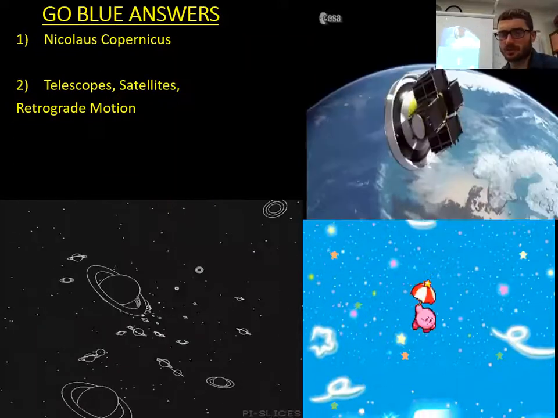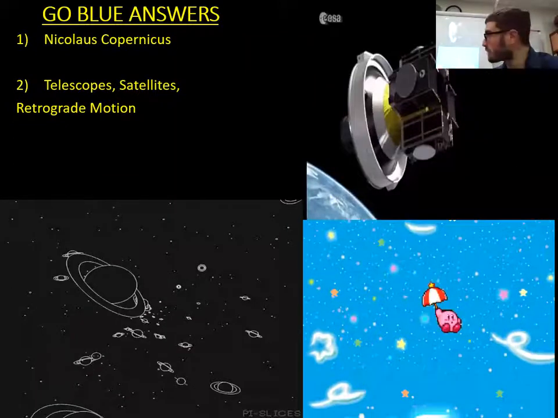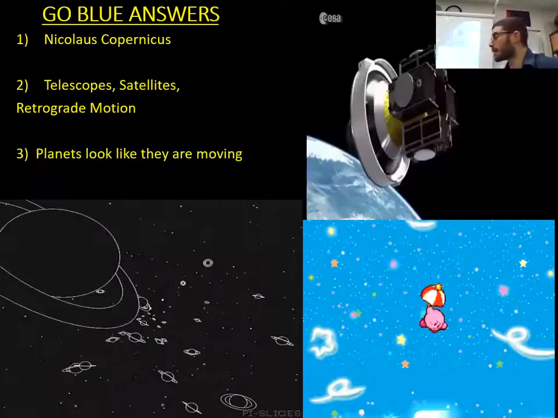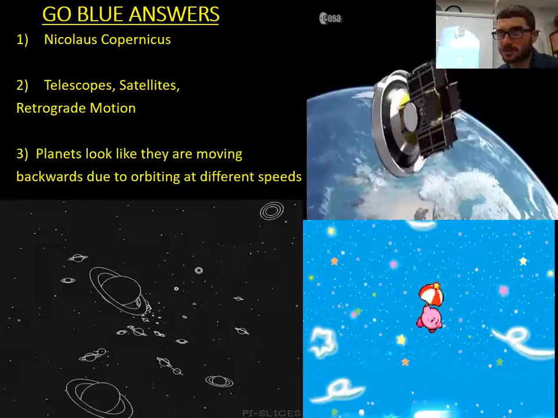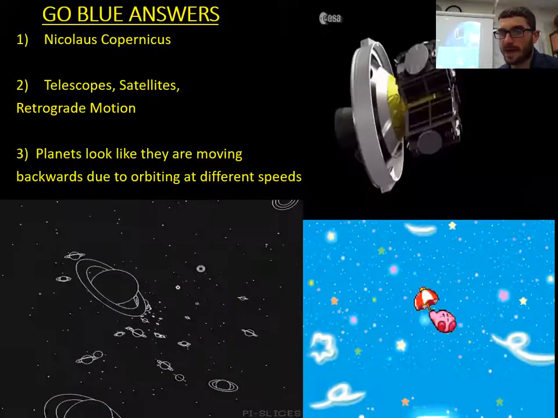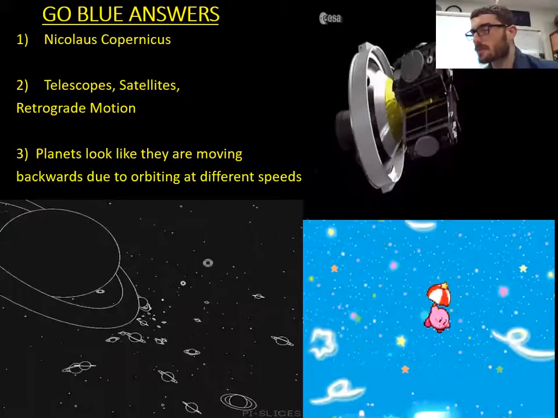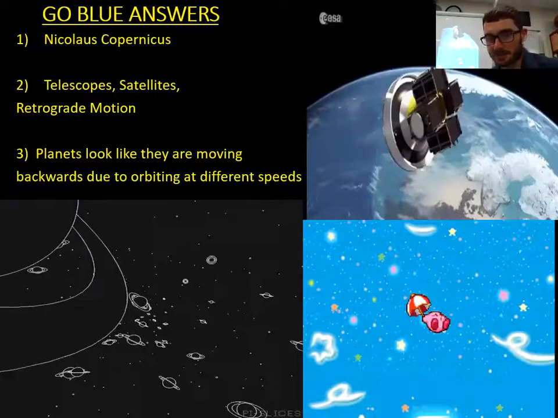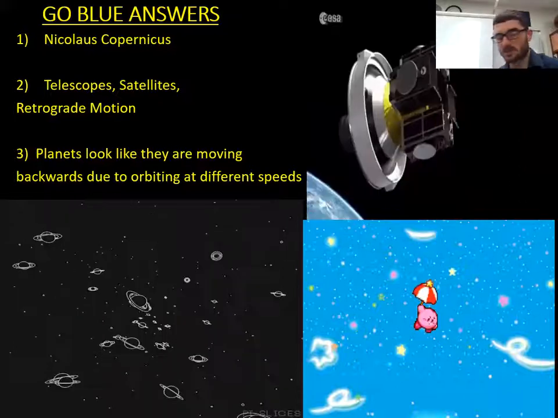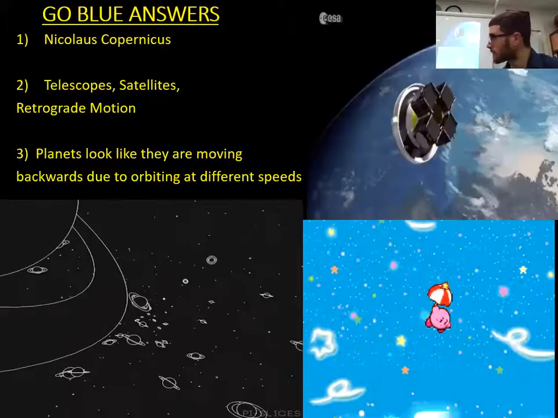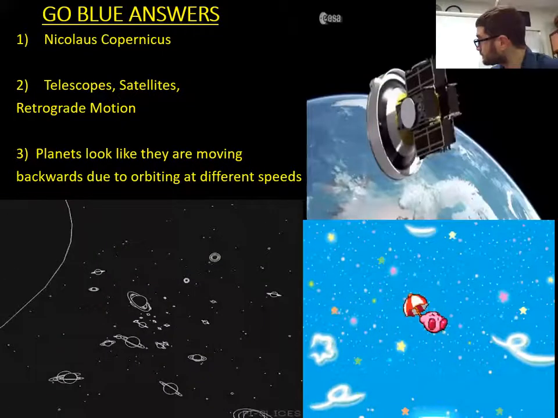What exactly is retrograde? Retrograde is the way planets move from our perspective. So sometimes from our perspective, we can see planets look like they're moving backwards in their orbits, but they're not actually moving backwards. We're just orbiting at a faster speed than they are. So these planets will appear to move backwards because our planet's moving faster than that planet.